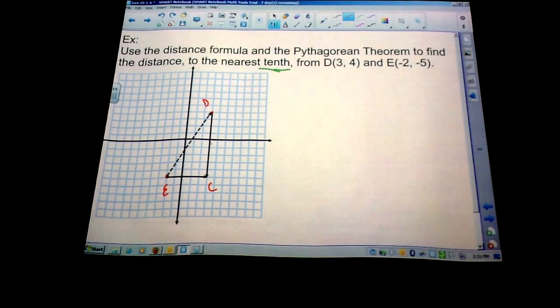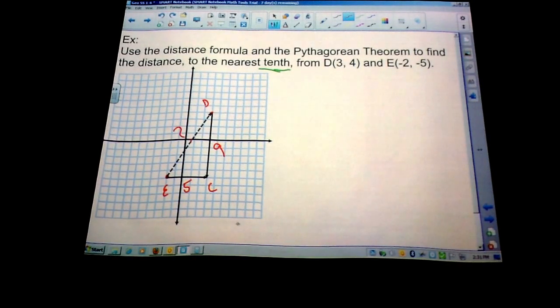I'm going to count from point C up to D. So I'm going to go 1, 2, 3, 4, 5, 6, 7, 8, 9. So I'm going to put a 9 right there. Now I'm going to count over from E to C. So I'm going to go over 1, 2, 3, 4, and 5. Well, I'm looking for the length of DE.